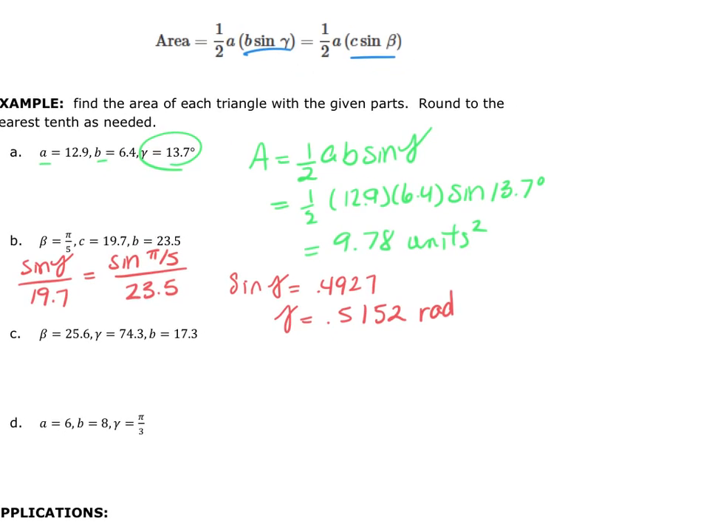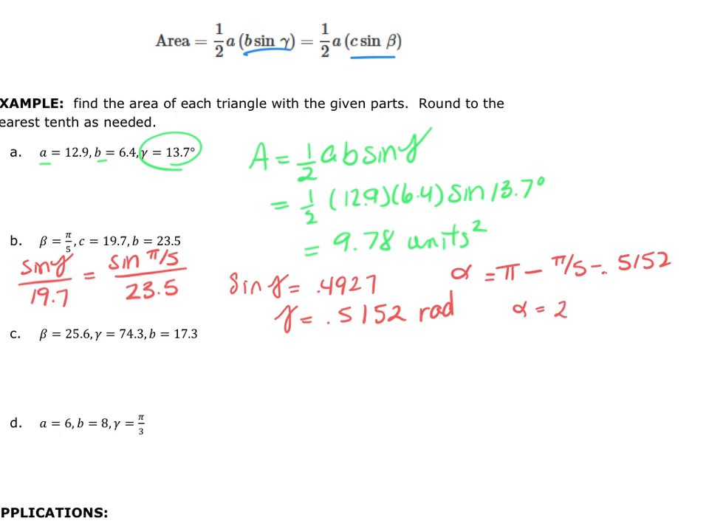Now in this case, what I'm going to do is pi minus the pi over 5 minus the 0.5152 is going to give me my alpha. And that's what I've been chasing this entire time. So this time make sure that you are in radians. So pi minus that, pi divided by 5, minus that 0.5152. And so I end up with an alpha of about 2 radians, by rounding.